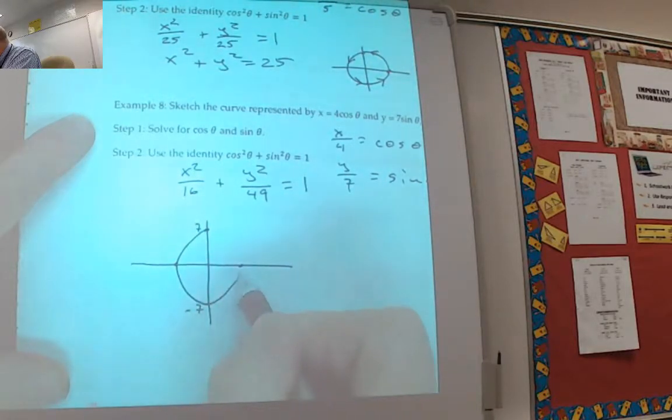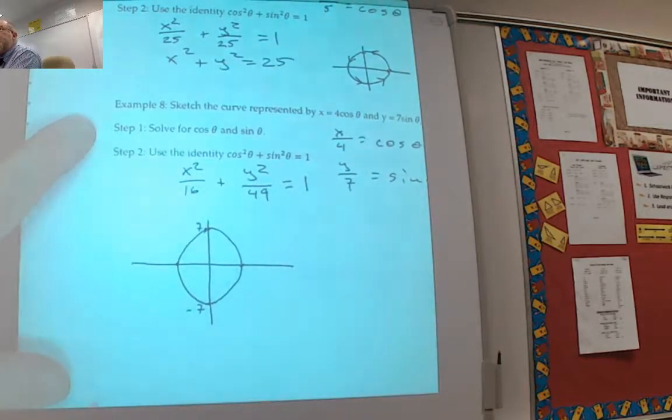That's so much easier. Plus, you can also see what's nice about parametric equations. You can see that an ellipse and a circle are related in some fashion, aren't they?